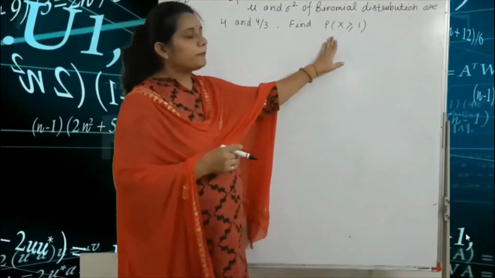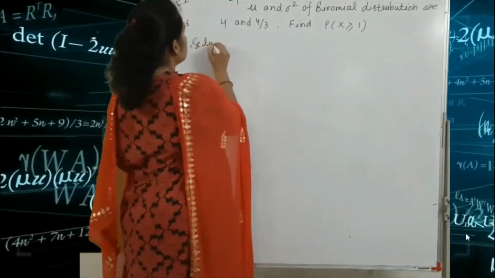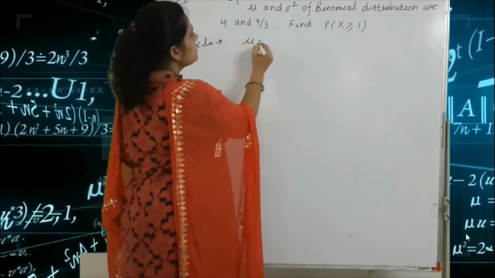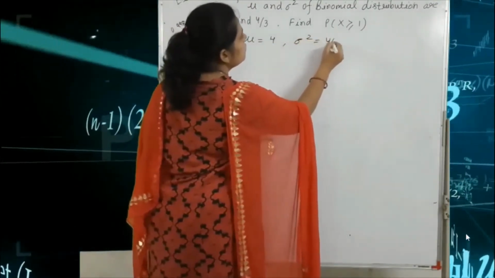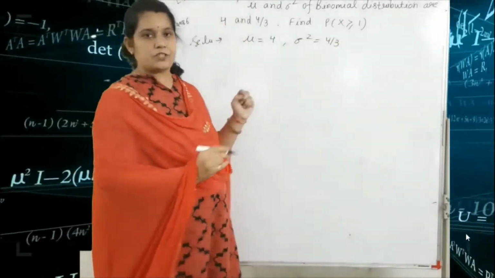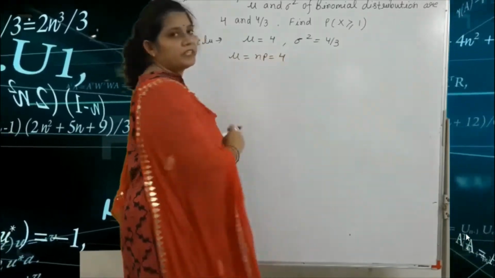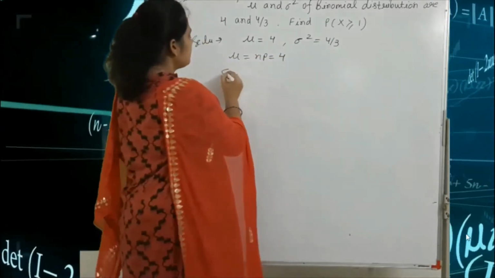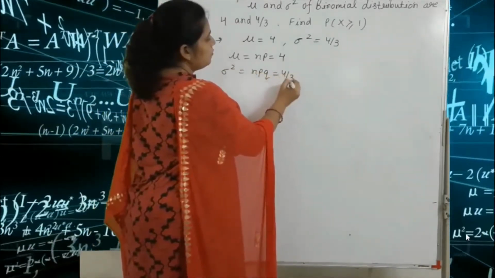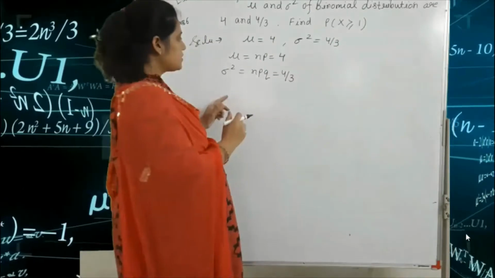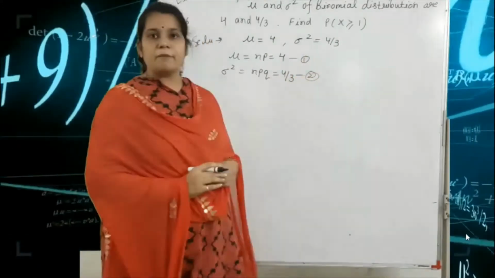Okay. Next example: given that mu and sigma square of a binomial distribution are 4 and 4 by 3, find P(X ≥ 1). So the solution is, first we write here mu is equal to 4 and sigma square is equal to 4 by 3, given in our question. So first mu is equal to np is equal to 4, and sigma square is equal to npq is equal to 4 by 3. This is equation number 1 and this is equation number 2.